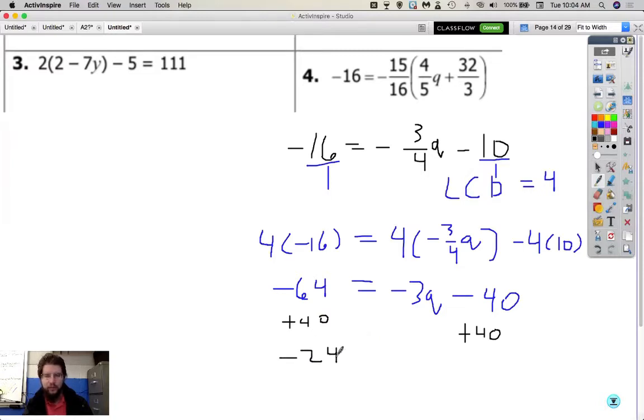So it's negative 24 equals negative 3 q cubed. So now I have a negative 3 being multiplied to my cube. I'm going to divide by negative 3. I get 8 is q cubed. So that's my answer.